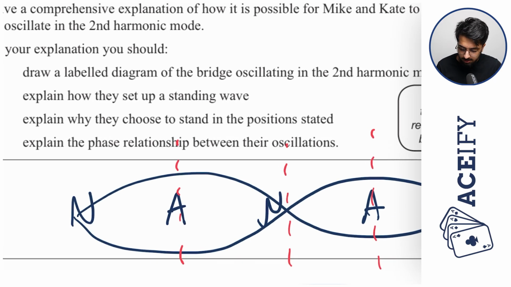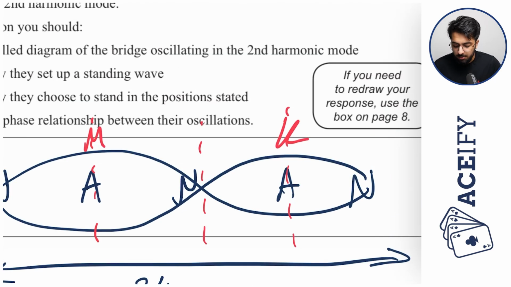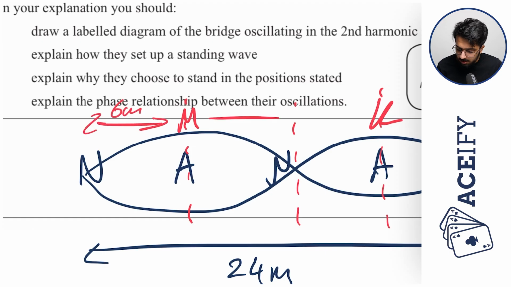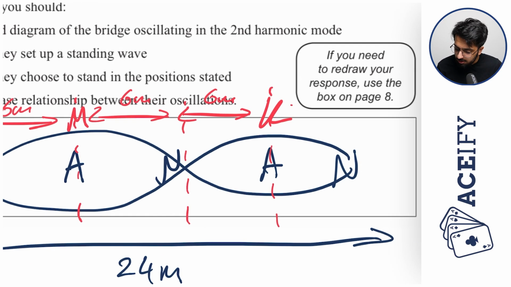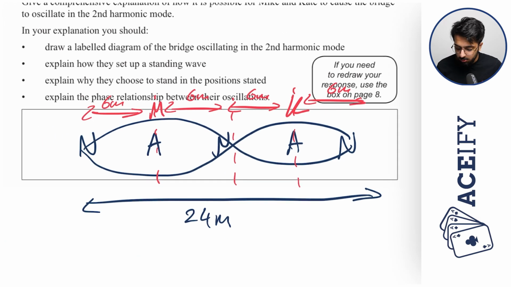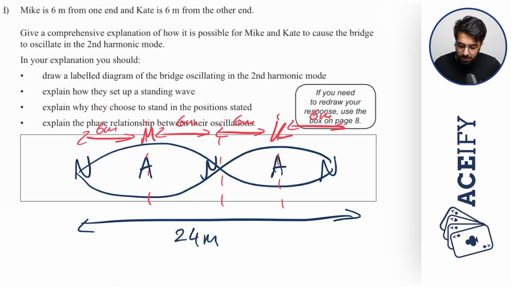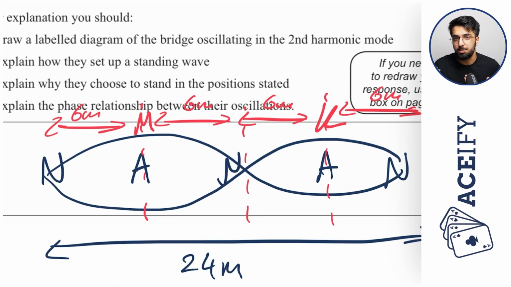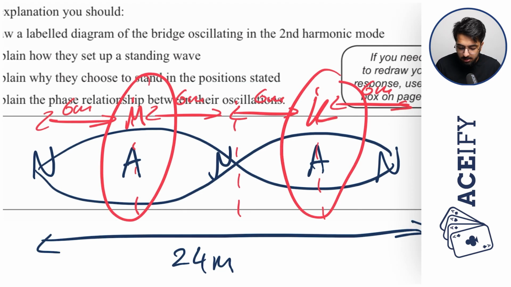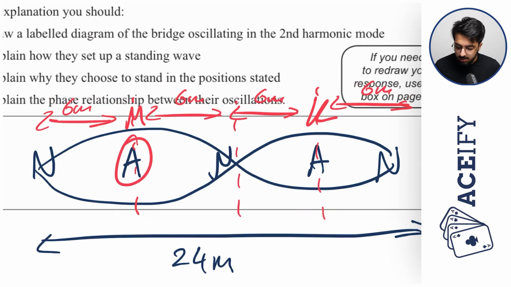And so therefore Mike is standing over here and Kate is standing over here. Okay, so this will be 6 meters, this will be 6 meters, this will be 6 meters, and therefore this will be 6 meters. And obviously 6 times 4 is equal to 24. And so as you can see, Mike is standing 6 meters from the edge, and so is Katie, okay? So now, as Mike and Katie jump up and down on this bridge, they're going to send transverse waves along the bridge, and then when those transverse waves hit the closed end, they will reflect and be inverted 180 degrees. And therefore, those 2 waves that are produced by Mike and Katie are going to interfere and produce a standing wave. And the reason why Mike and Katie must stand 6 meters from the edge is because this is where the antinodes lie, okay?